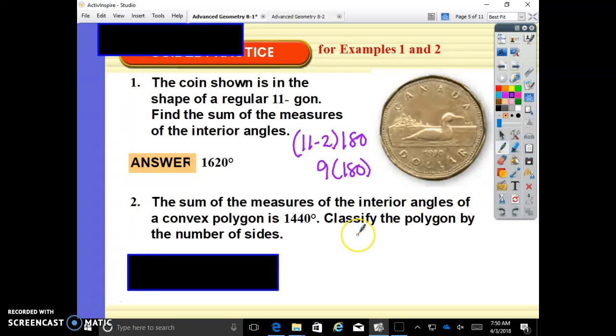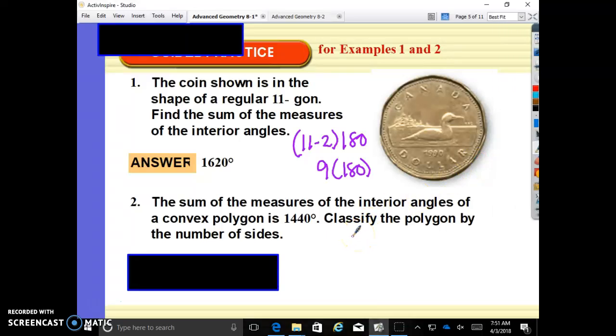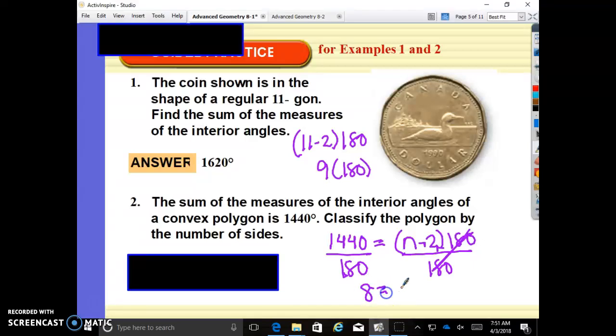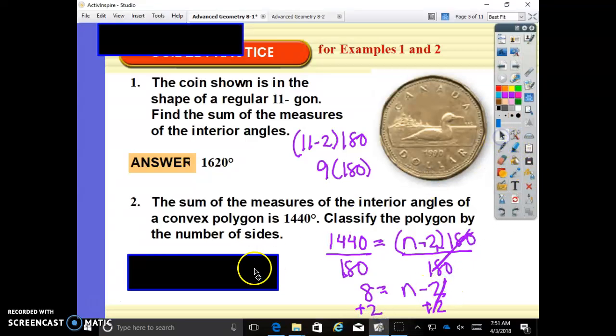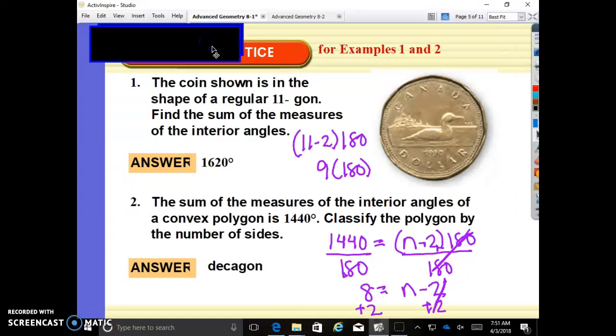The sum of the measures of the interior angles of a convex polygon is 1,440. Classify by number of sides. What minus 2 times 180 is 1440. Divide by 180 on both sides, and you get 8. 8 equals what minus 2? Add 2 to both sides. 10 equals n. It is a 10-sided object. It is a decagon.